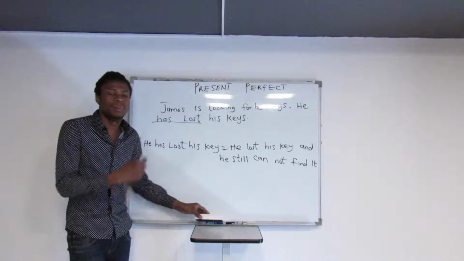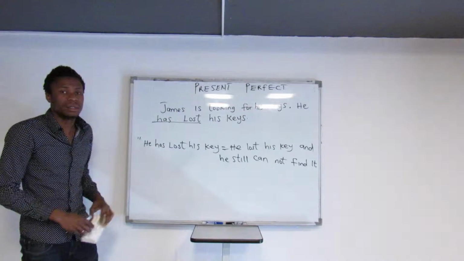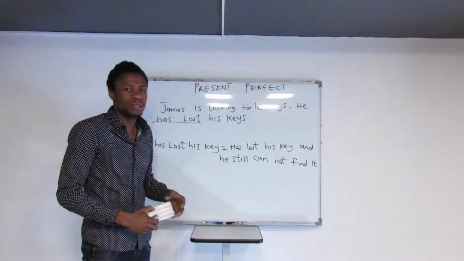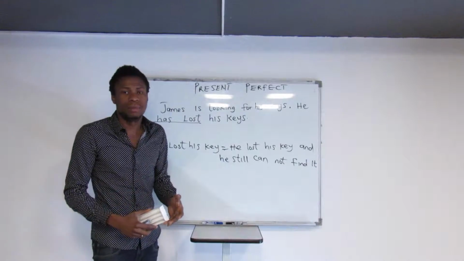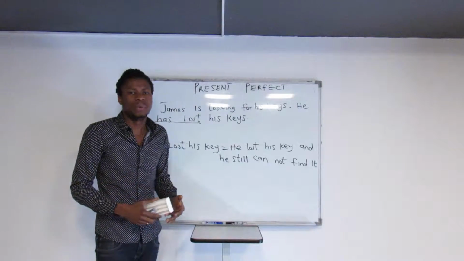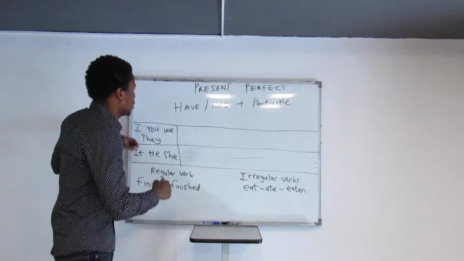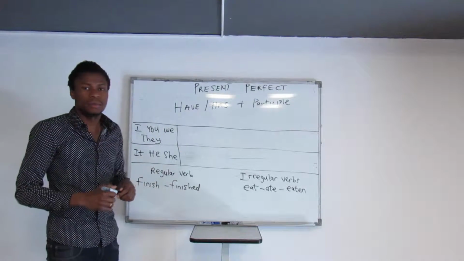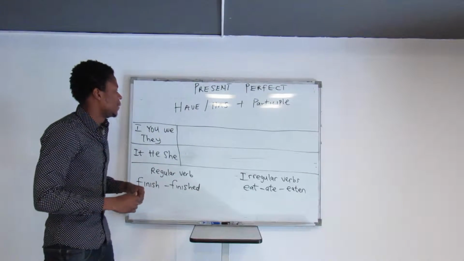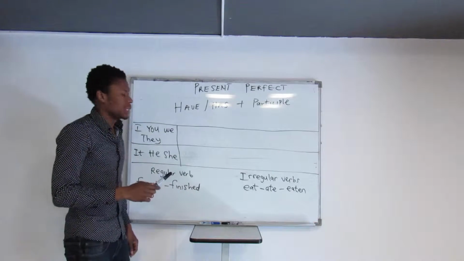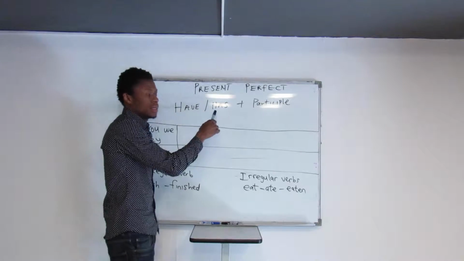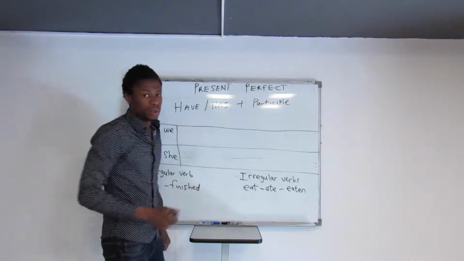Now we're going to talk about the structure of present perfect: how to make questions with present perfect, how to talk with present perfect, and when to use present perfect. So let's talk about the structure. The first thing we have to know is that with present perfect we use have or has plus participles.